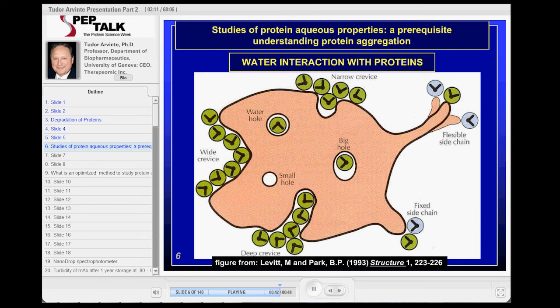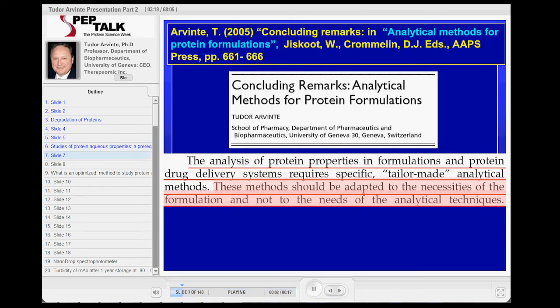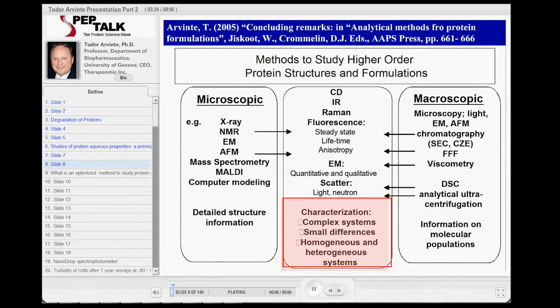So understanding the proteins, I'm speaking now about general considerations on methods. We spoke about this also, that we need to adapt the methods to the needs of the analytical techniques. And I will give you examples on this, and I think also in the first part until now we covered this point. These are different methods. I don't repeat what I said before.